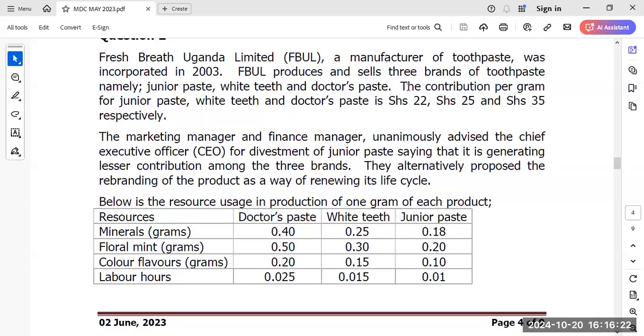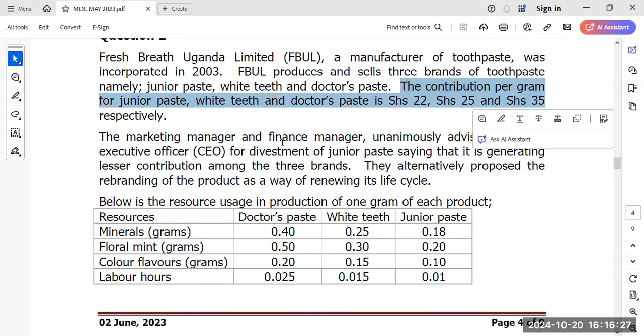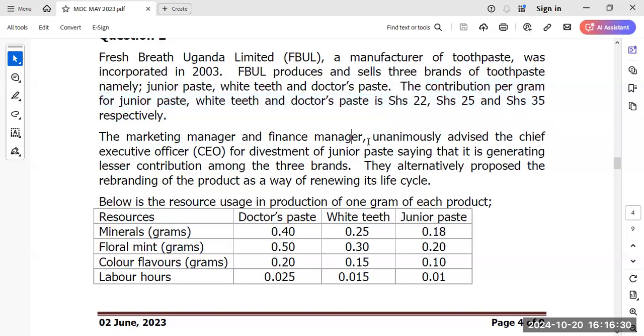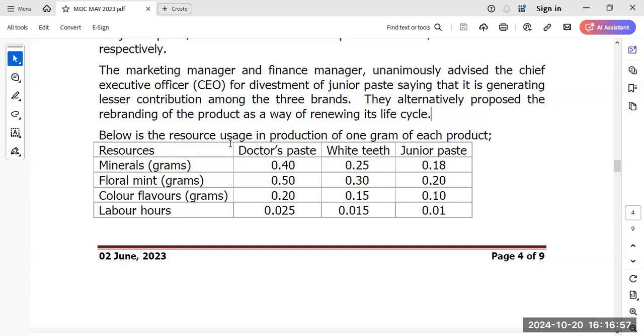Okay. So if you're formulating your objective function, you are going to base on this. The marketing manager and the finance manager unanimously advised the CEO for divestment of Junior Paste, saying that it is generating lesser contribution among the 3 brands. They alternatively proposed the rebranding of the product as a way of renewing its life cycle. Below is the resource usage in the production of 1 gram of each.